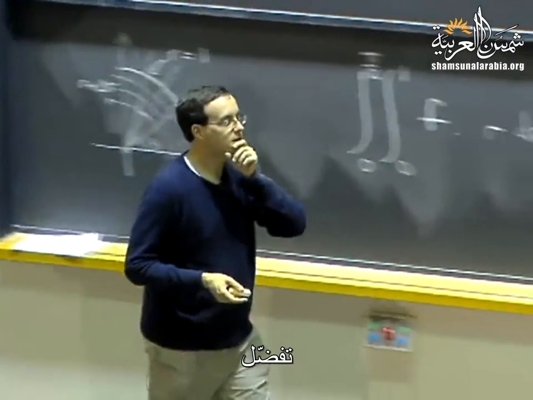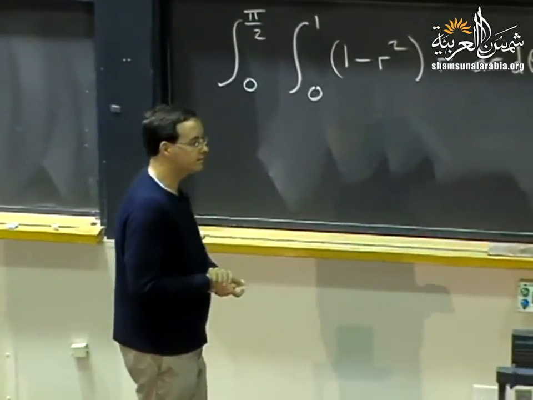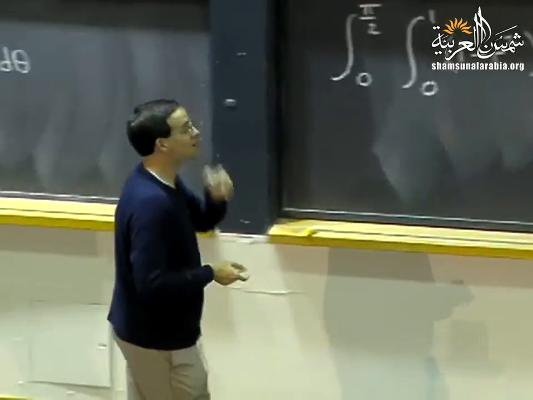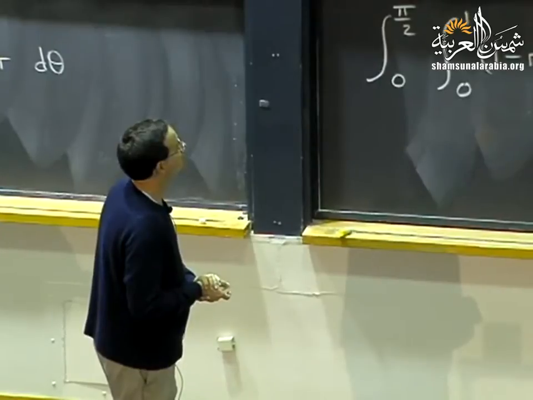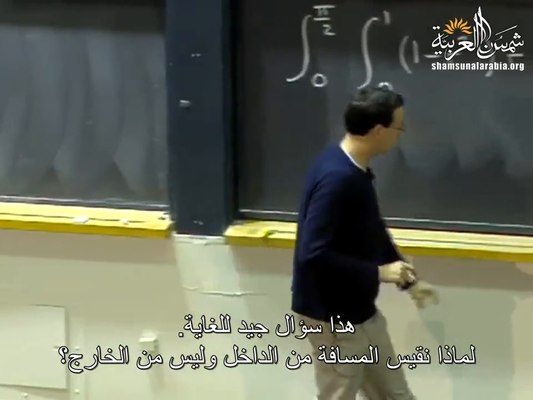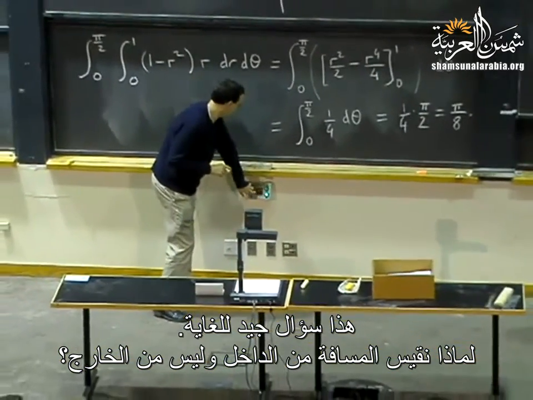Yes? When you say you're computing the rectangle with smaller and smaller pieces of rectangle, I'm curious, why do you use r delta theta instead of r plus delta r? Yes, that's a very good question. Why do I measure the length inside instead of outside?